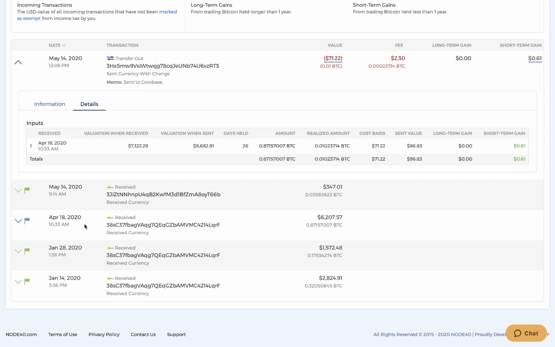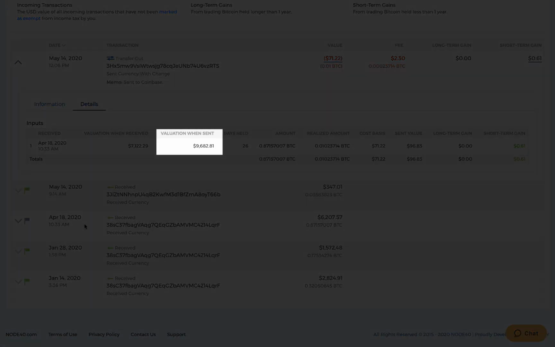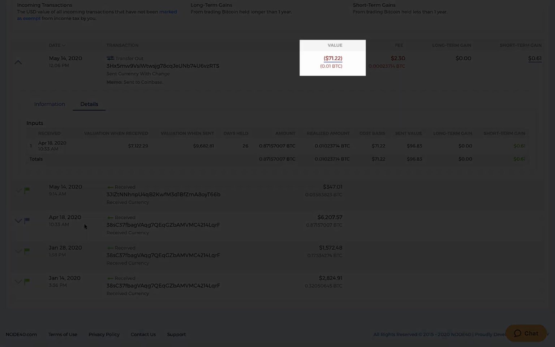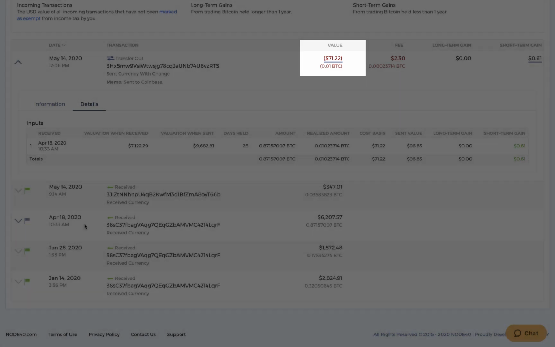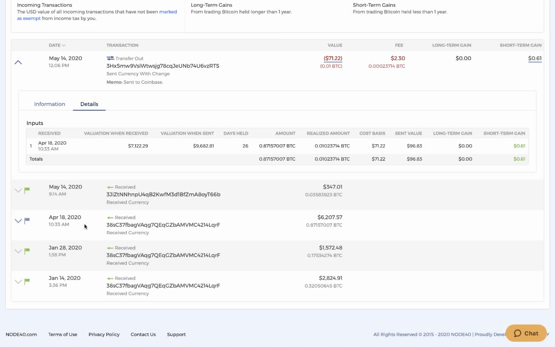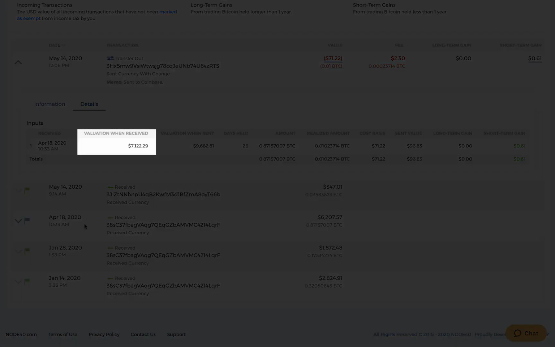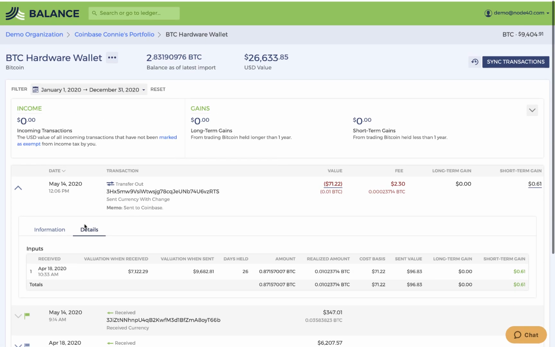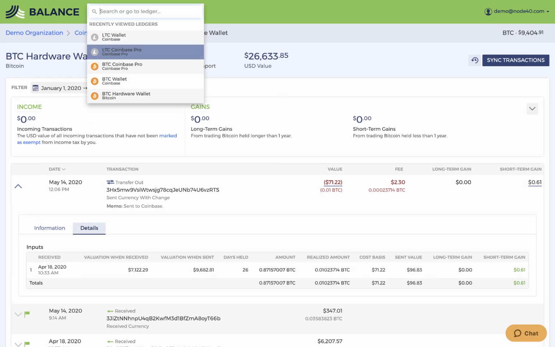We can see that on the day the Bitcoin was transferred to Coinbase, Bitcoin was trading around $9,600. If this had been a disposition, the value out would have been calculated based on the $9,600 figure. But since balance identifies the transaction as a transfer, we can use the value of the Bitcoin at the time it was received, around $7,100. Balance knows this is a transfer because a matching transaction was found on Coinbase.